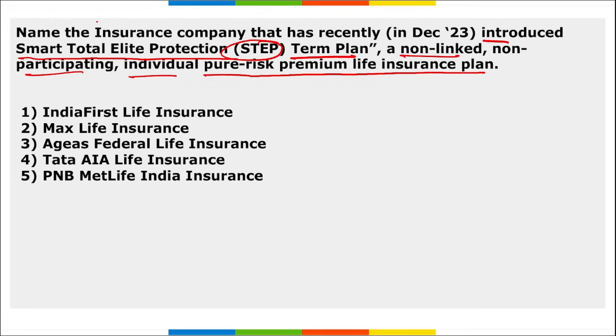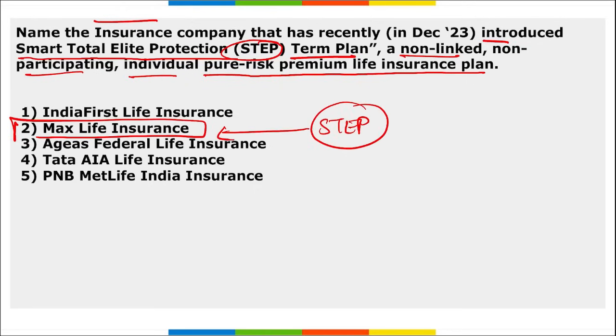I repeat, name the insurance company that has introduced this step term plan. This is launched by Max Life Insurance. So remember, step term plan launched by Max Life Insurance. The aim here is to enhance the financial security in the current dynamic landscape, and the offering provides enhanced coverage of up to 2 crore rupees.